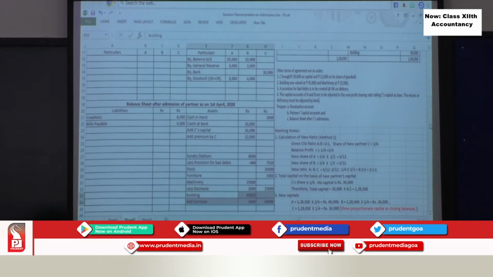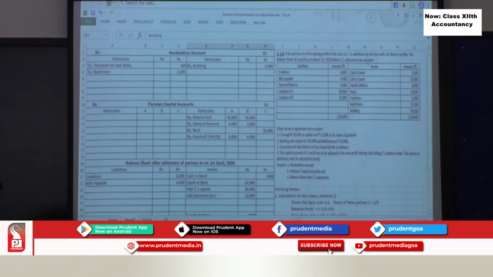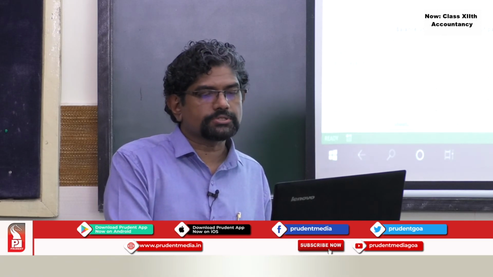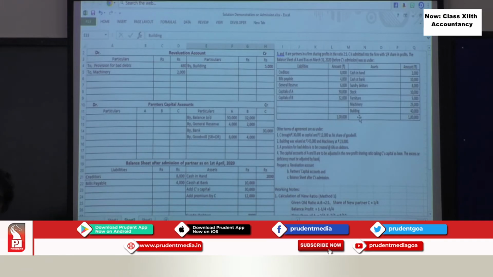So now we have taken up all the assets and all the liabilities. You can go through again: creditors, bills payable, reserve, capital balances, cash in hand, cash at bank, debtors, stock, furniture, machinery, building, all the items we have taken into consideration. Let us go through the adjustments. Is there any adjustment remaining? See, brought capital and 12,000 as goodwill, that's done. Building and machinery were revalued, that's done. A provision for bad debts is to be created at 6% on debtors, that's done.